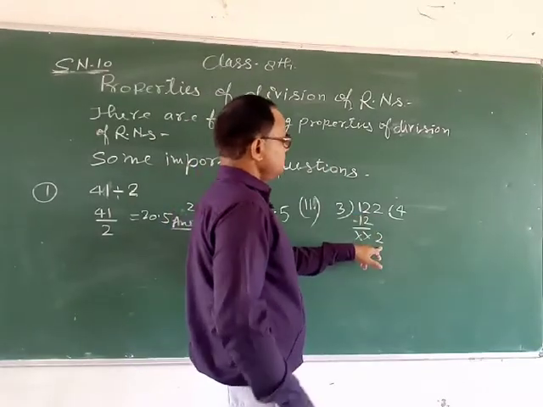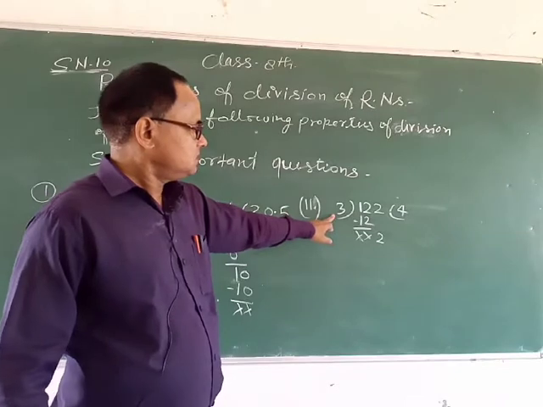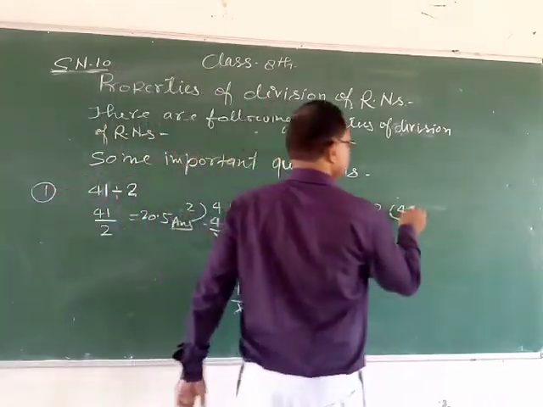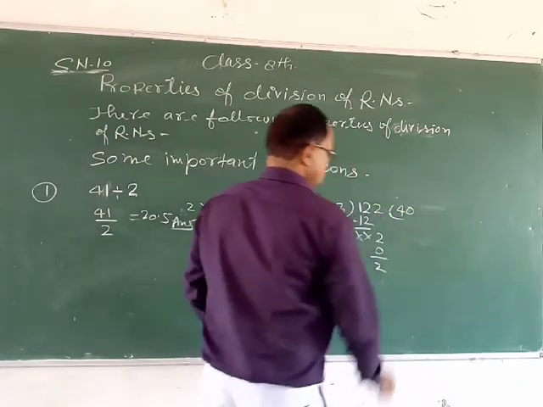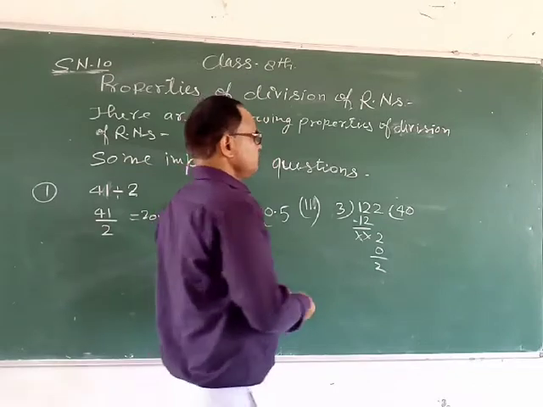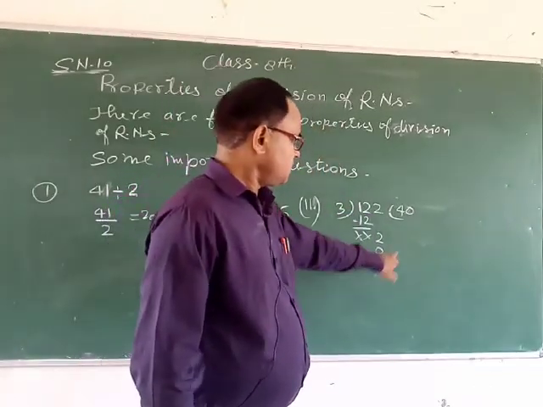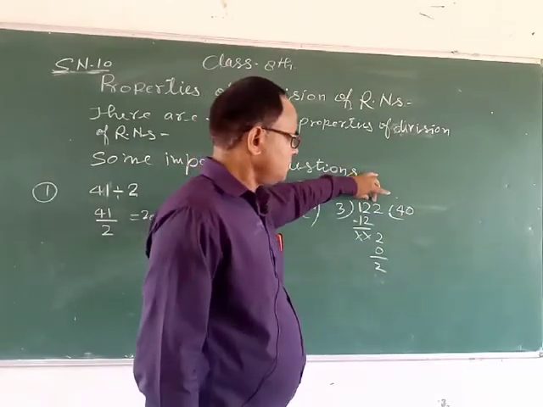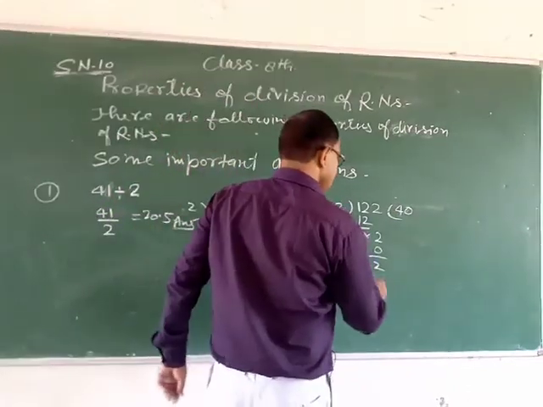Then 2 write here, and 2 is less than 3. Then 3 read table of 0 time. 3 0 ja 0. Here write 2. Okay. After this 2 finish. Here 2 is a remainder and 40 is a quotient, and 3 is the divisor and 122 is the dividend.